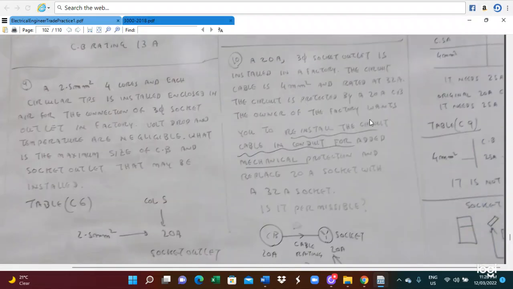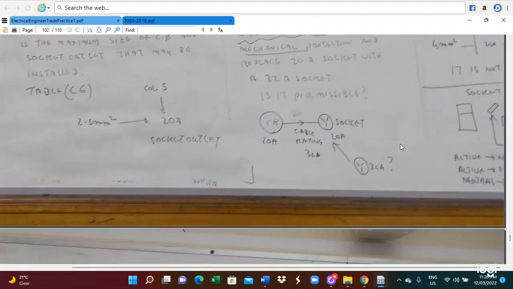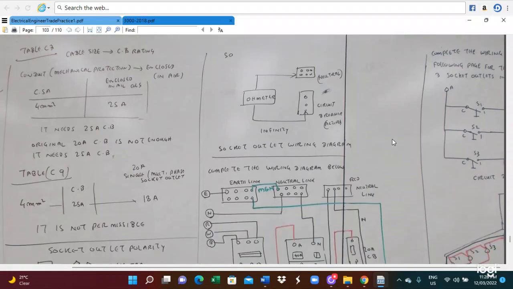Then you also look at the remaining notes, so we can also find the appropriate socket outlet design. So this is how we determine the socket outlet maximum demand calculation. This is the way we calculate it.